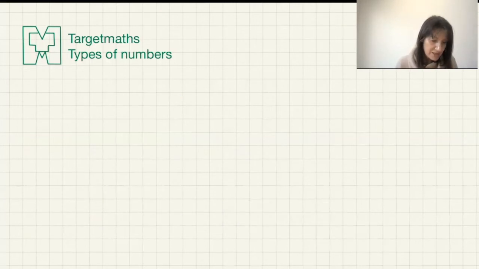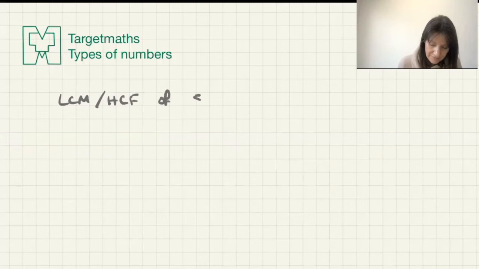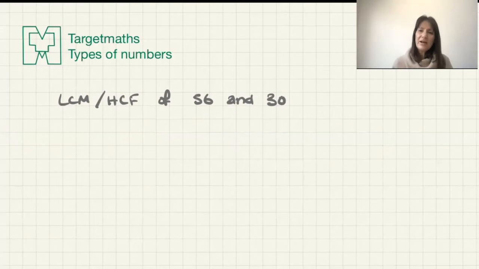If I was to ask you to find the lowest common multiple and the highest common factor of 56 and 30, we've now kind of gone outside of our tables, which could make things a little trickier. Highest common factor is fine. We can do our factor bugs and we can work that out, no problem. So the highest common factor isn't really the issue. The lowest common multiple is the problem, because I don't know the 56 times tables. So listing the multiples isn't going to be easy.